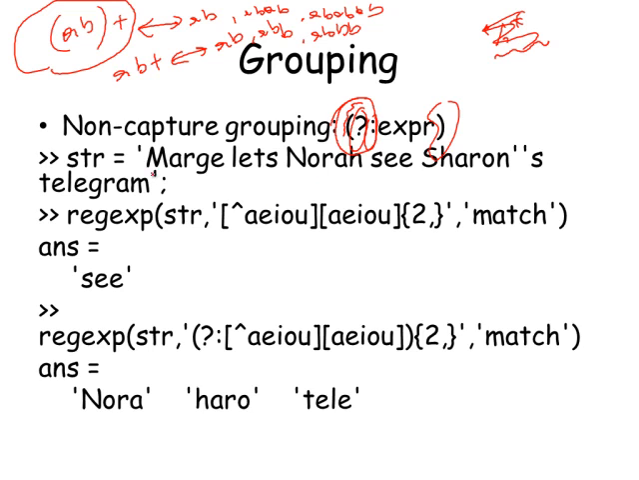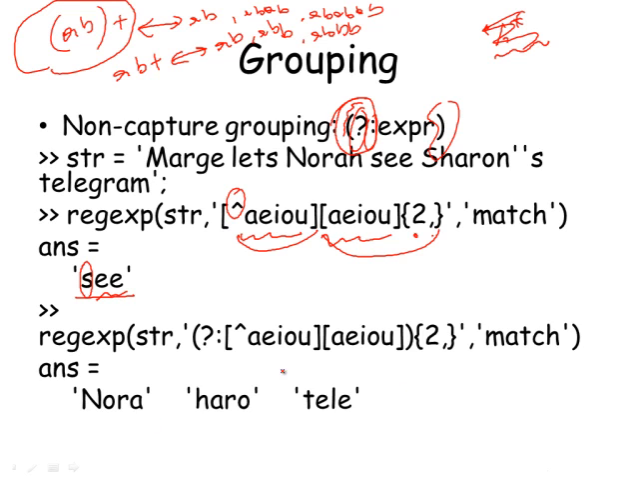Let's do this example. Marge lets Nora seashells telegram. We are searching for any character that is not a vowel. This term negates what's inside. So basically consonants or other characters such as spaces. So any character that's not A, E, I, O, U, followed by a vowel, a single vowel. And then we do two or more of them. So we are doing a non-vowel followed by two or more vowels. And that will only match C. So you have a non-vowel followed by at least two vowels.